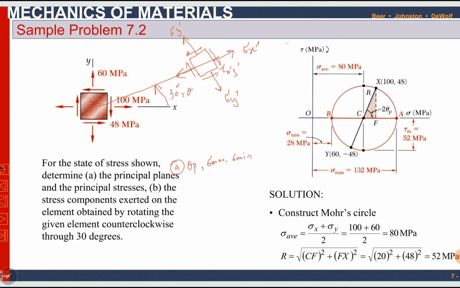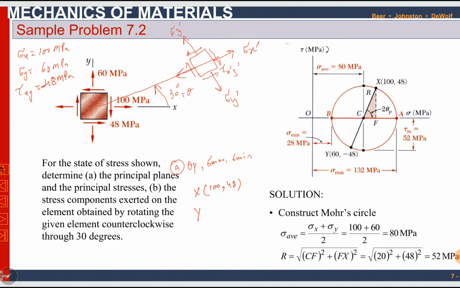Sigma x is given. It is 100 megapascals. Sigma y is given. It is 60 megapascals. Tau xy here you can see it is negative. I have already explained, you can apply your concept here, and it is negative 48 megapascal, minus 48. Okay. X point is sigma x minus tau xy. Sigma x is 100 megapascal. Tau xy is minus 48, so minus tau xy will be plus 48.